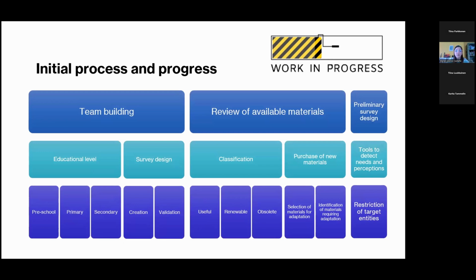So the process we have followed so far has been as follows. First of all, we have formed several teams. We have, on one hand, 3 working groups, 1 per educational level. So we have the preschool, primary school, and secondary school. And every group has a specialist in all the fields. So we have all the fields covered in each group, so that each member of the group can work in their fields and levels of specialization.